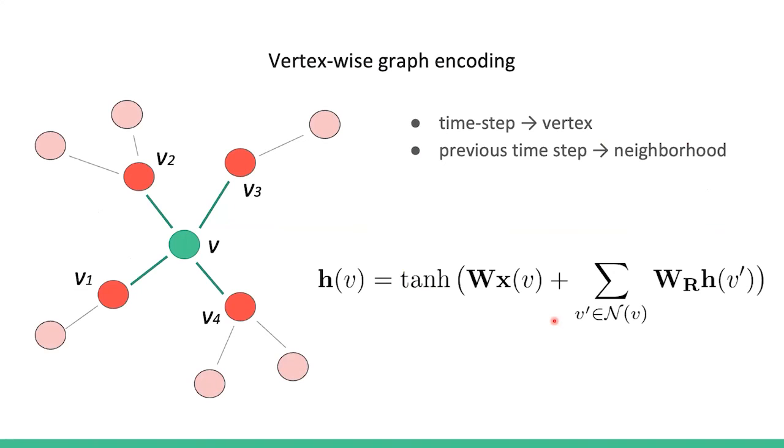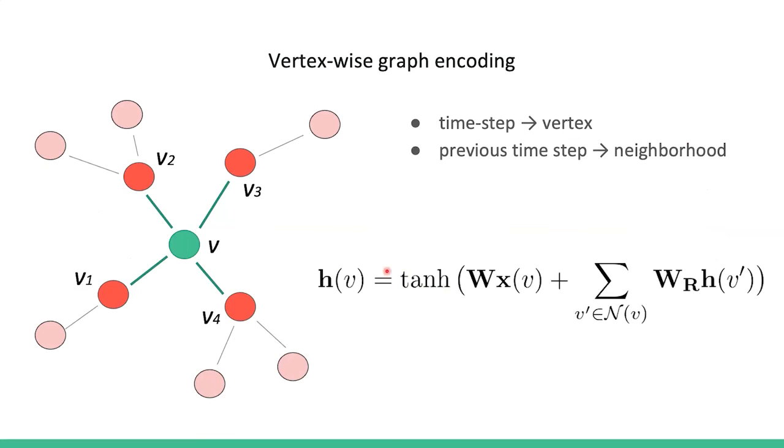So the very elementary, at least mental trick to consider here is to replace in our mind the concept of time step with the concept of a vertex in the graph. So now, instead of computing information at every time step, we compute information for every vertex. And the concept of the previous time step now is replaced by the concept of neighborhood of a vertex.